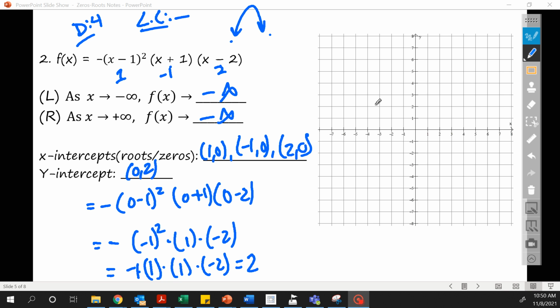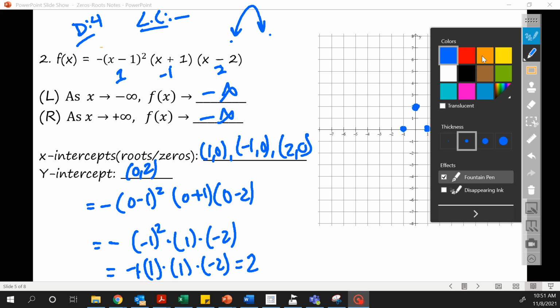All right. So we've got (1, 0). We've got (-1, 0). And we've got (2, 0). And we also got a y-intercept at (0, 2). Now, one thing to keep in mind is right here. This factor, this x-intercept, is going to cause multiplicity, which means it shows up an even number of times, which means it's not going to pass through that. It's actually going to be a turning point. It's going to touch it, but not pass through it.